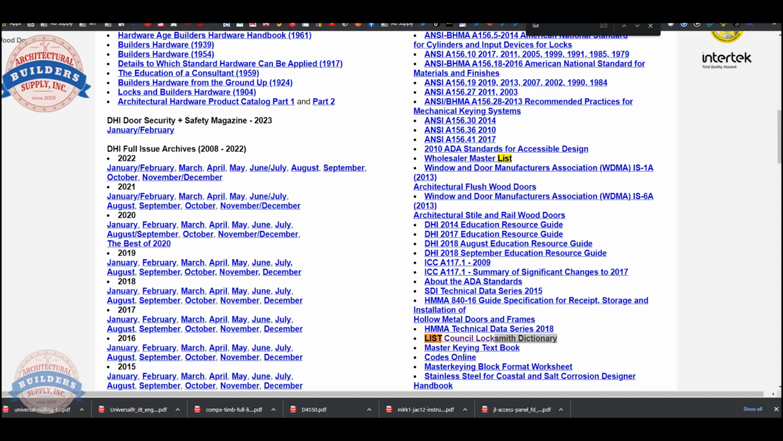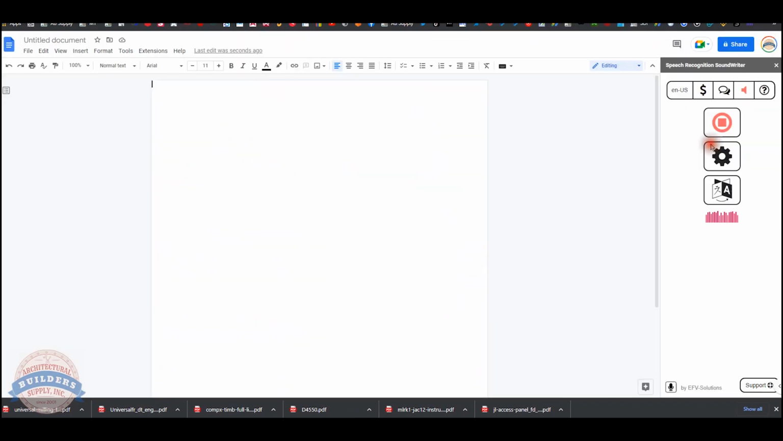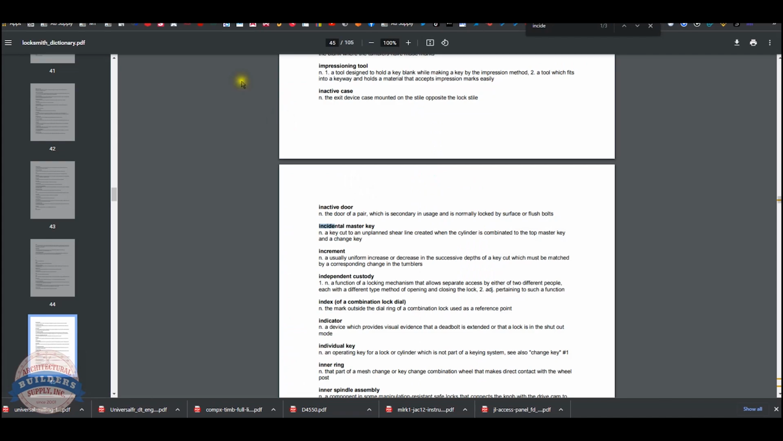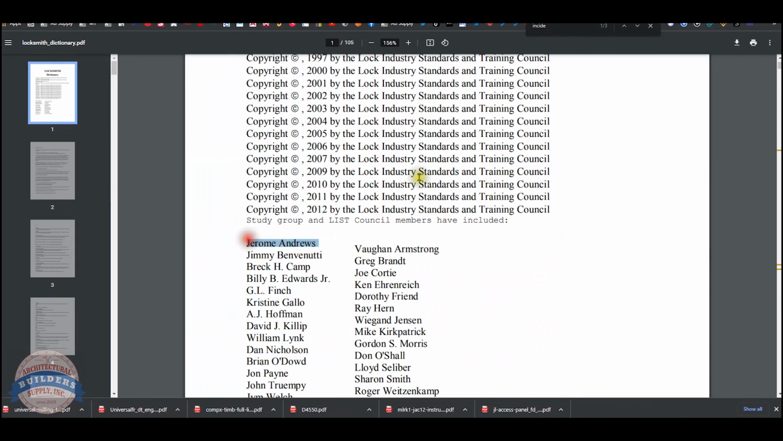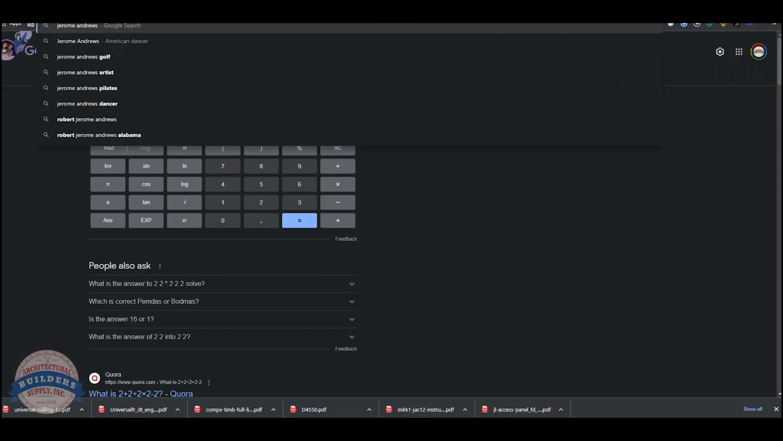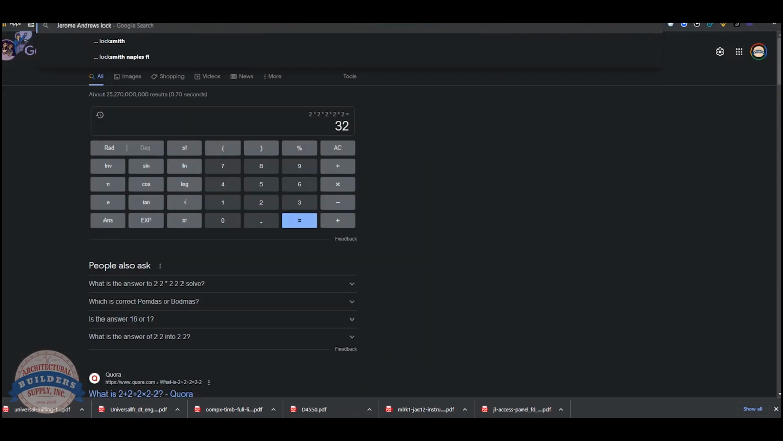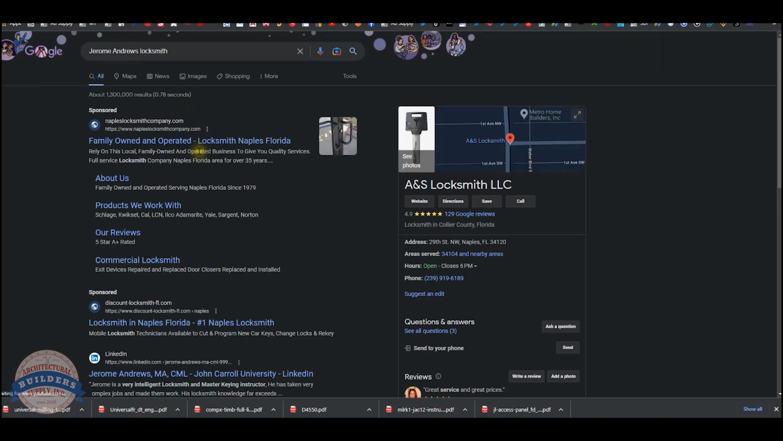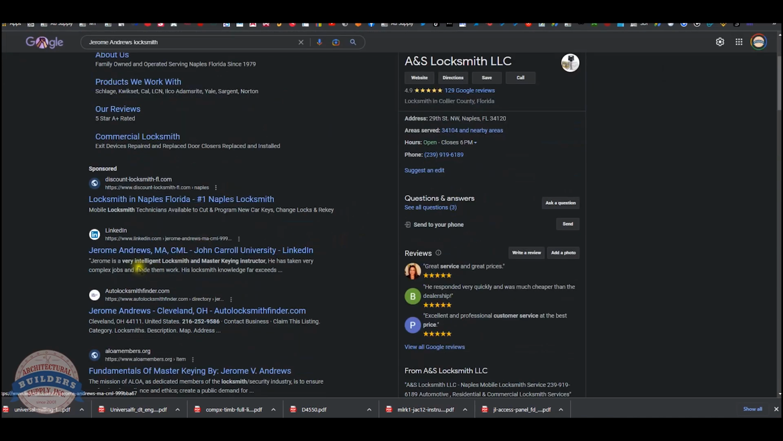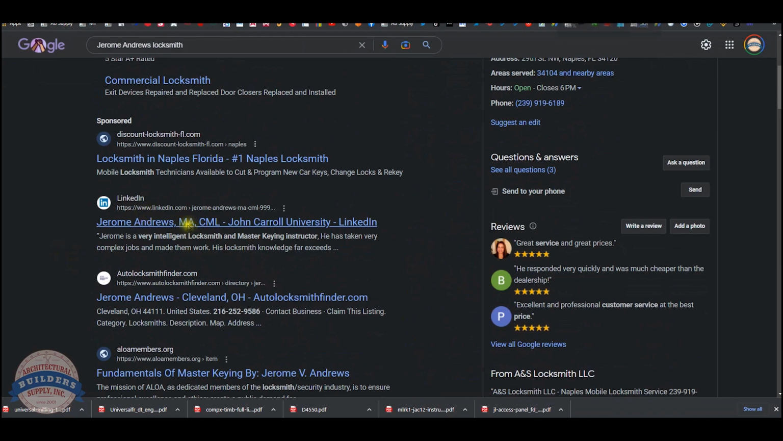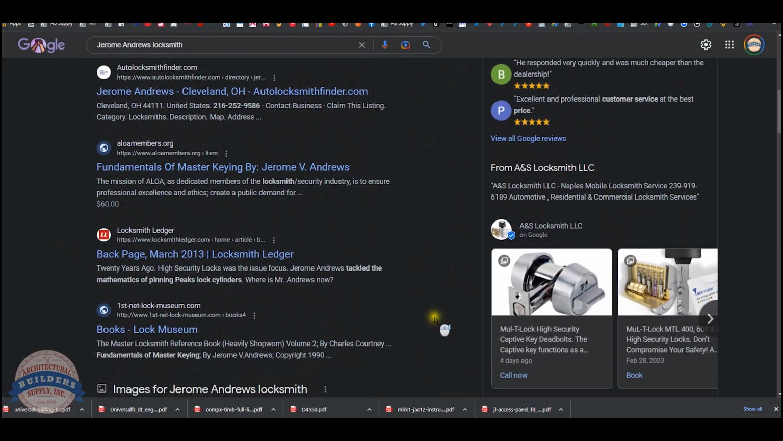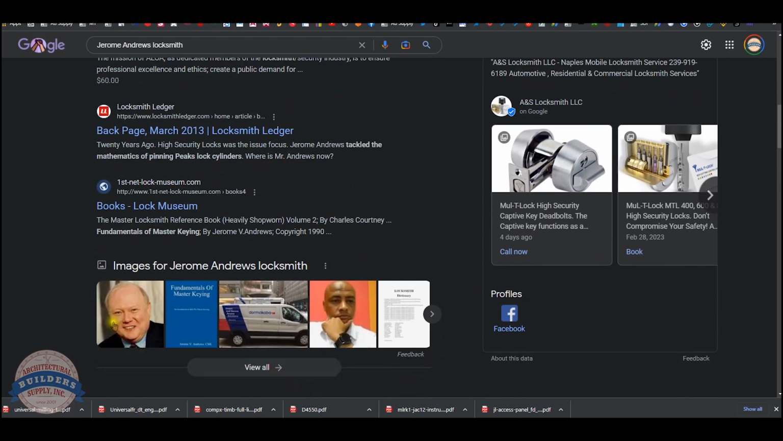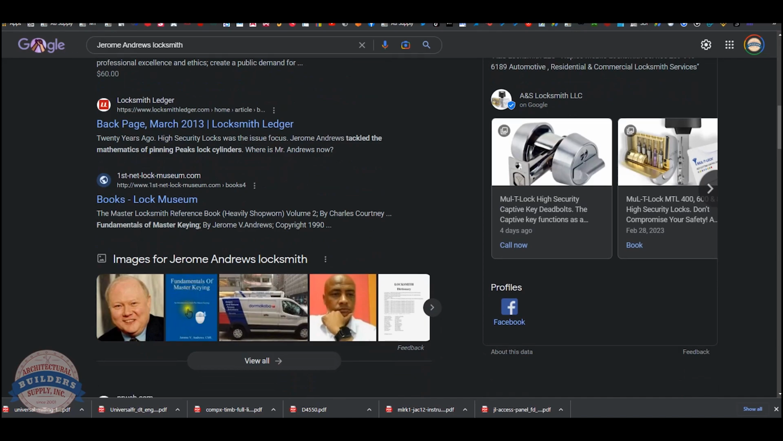Okay, going back to our list, council dictionary and the names of the authors. Jerome Andrews, so he's got a LinkedIn profile. This is definitely who he is. He's retired, but this is him. This is his book, Fundamentals of Master Keying.